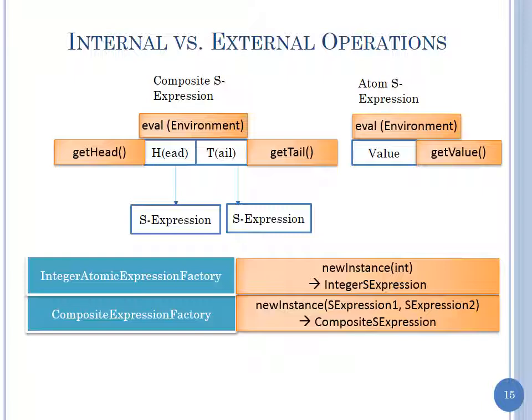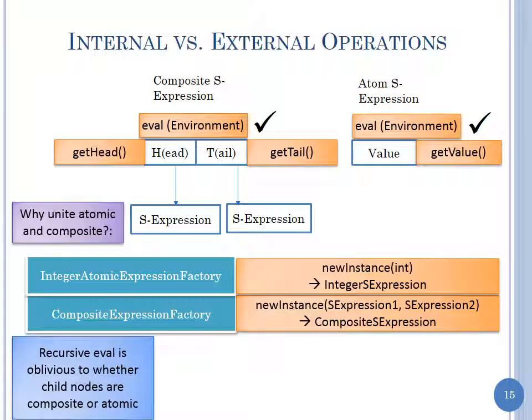If the eval on a node calls eval on its children, that eval can be oblivious to whether the child is an atom or a non-atom. It can just say eval, and the atom will evaluate itself in one way, and the non-atom will evaluate itself another way. Okay? So this is actually a design pattern. So why unite atomic and non-atomic things? We have this eval in both. And recursive eval, and I'll use the word recursive within quotes because it may go and call a different eval. So that's the same signature but a different implementation.